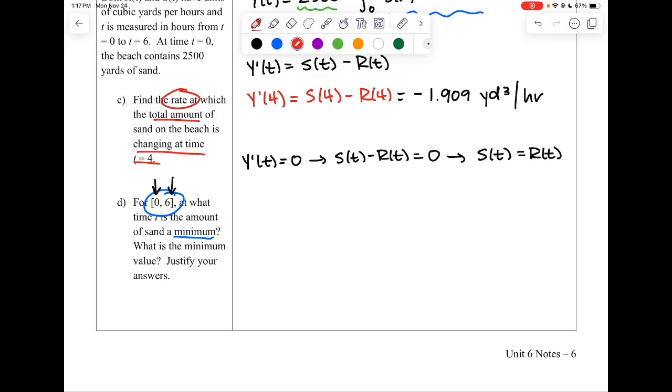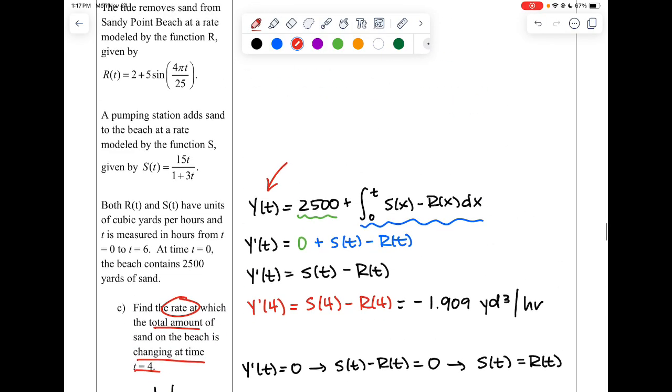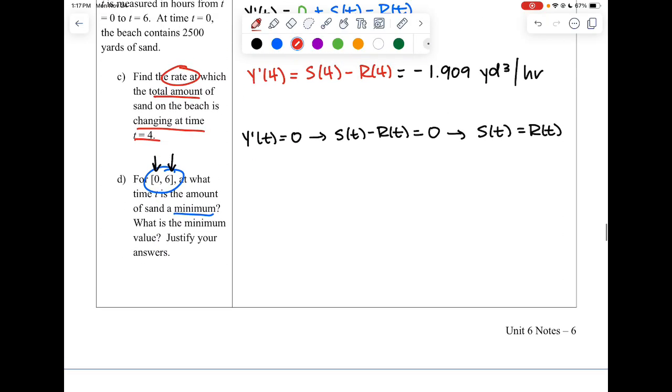Okay, and I know that I want to use my calculator for this, because what I would be doing is setting a rational function equal to a sinusoid. I can't think of a lot of algebraic ways to get t by itself and solve for t, and so that's where our calculator is going to come into play. Now, depending on which way you want to do this, let's chat about each one.